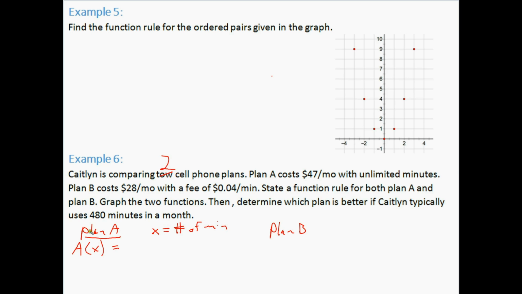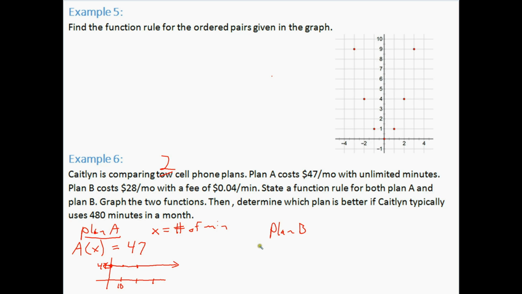What's interesting about Plan A of x is it has nothing to do with how many minutes you talk. You pay $47 no matter how many minutes you talk. So A of x is just $47. It says graph it, so we'll do that. This is an interesting graph. If we speak 0 minutes, it's $47. Let's say this is 10 minutes, $47. If it's 20 minutes, $47. 30, so all the way up, this graph is going to be a horizontal line through 47 because it will always be $47 per month.